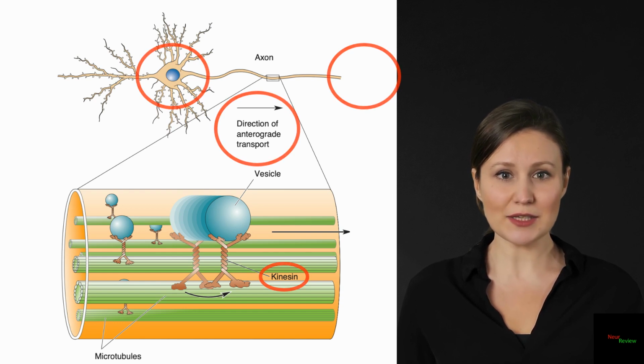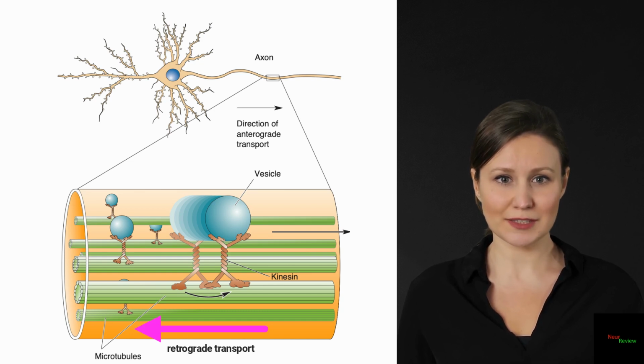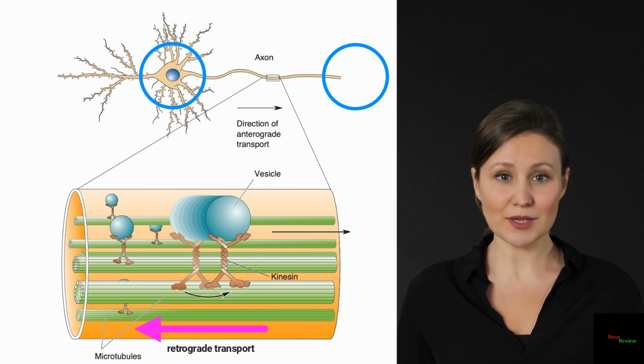In addition to anterograde transport, there exists a reverse process called retrograde transport, which involves moving material from the terminal to the soma. Instead of kinesin, the protein dynein provides the legs to move material from the axon terminal to the soma.